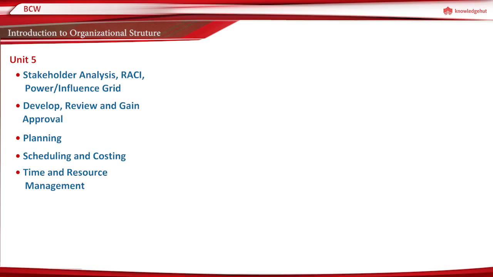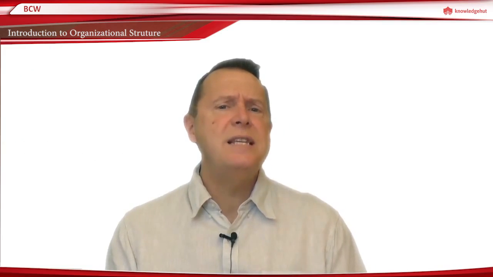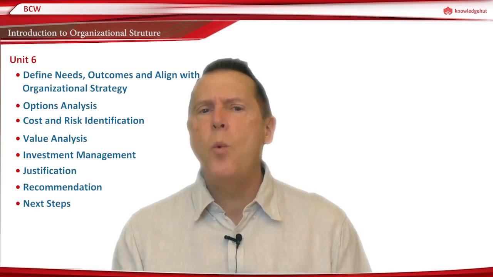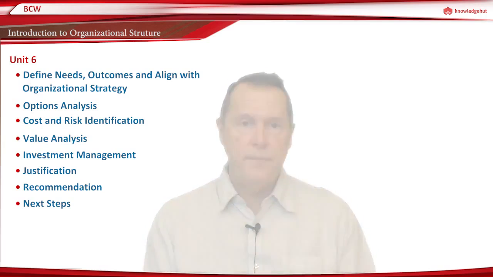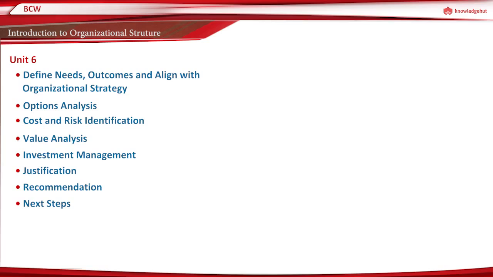We move on to scheduling and costing, two very important elements required for successful business cases. Before closing, we dot our I's and cross our T's by ensuring that we have all relevant parties involved and we manage our time and resources wisely. This concludes Unit 5. Within Unit 6, we look at the tips and tricks in putting together that winning business case. We cover 7 distinct areas, and they include defining the needs, the outcomes, and align with organizational strategy.